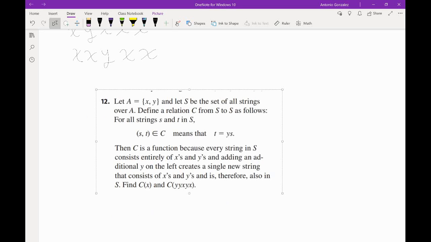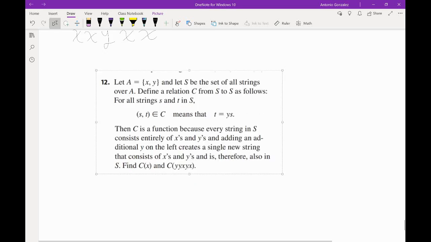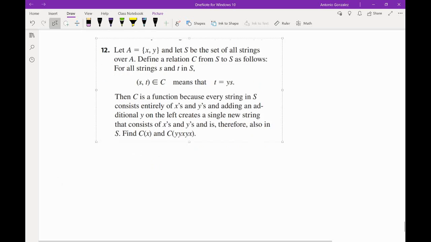I had a question on number 12. It states, let A be the set containing the two characters X and Y, and let S be the set of all strings over A. So no length is associated with it, just any string that consists of X's and Y's. And it says define a relation C from S to S, so between the two sets, for all strings S and T in S.